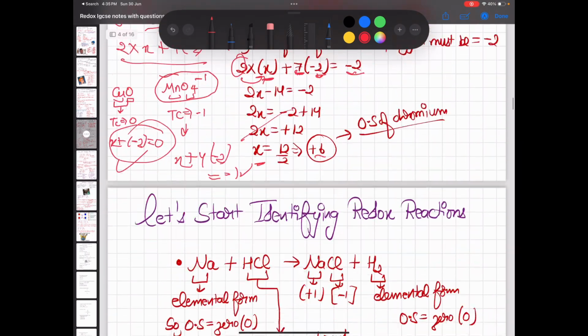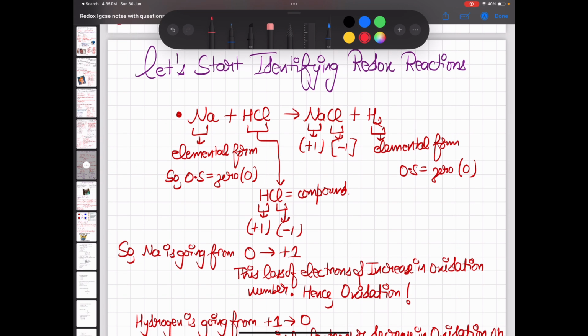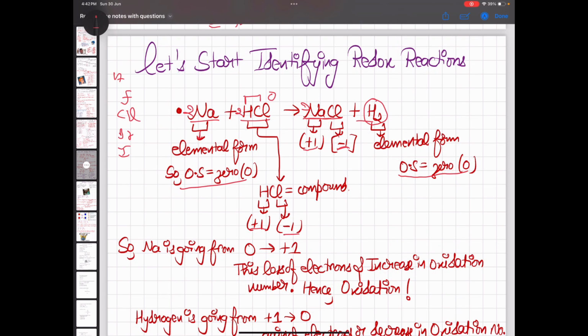Now, let's start with identifying redox reactions. Alright guys, now moving on, we are going to start identifying redox reactions. We have already discussed the basics of redox reactions: what is oxidation, what is reduction, how to find oxidation number, and how to find oxidation number in transition elements, the compounds made up of transition elements. That we have already done. Now let's start applying those concepts in the equations.